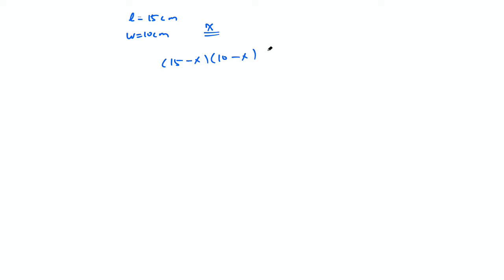This is the area of the photograph, and it says it reduces the area by 46. So that's going to be the original area, which is 150 minus 46 centimeters squared. Expanding this out, we end up getting 150, minus 15x minus 10x, so minus 25x, plus x squared. This will just give me 104.